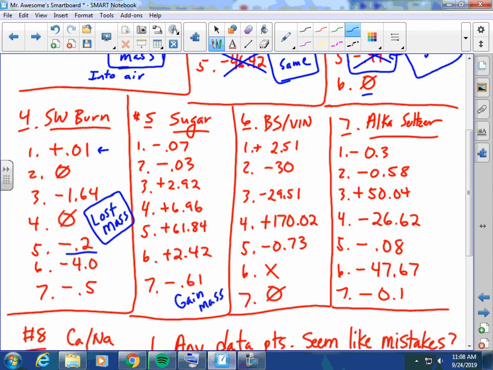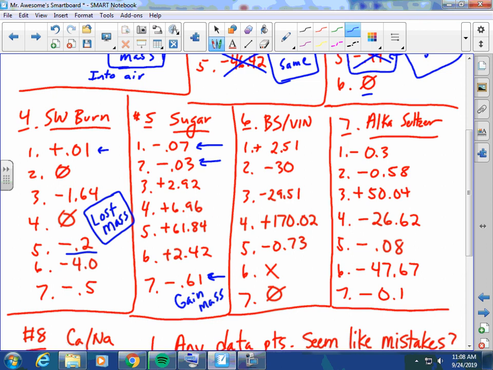The negatives, those seem a little out of place. I mean, half the groups had negatives. So should we really kick them out? 1, 2, and 7 had negatives. You guys think that group 5's data should stay at gain 61.84 grams?